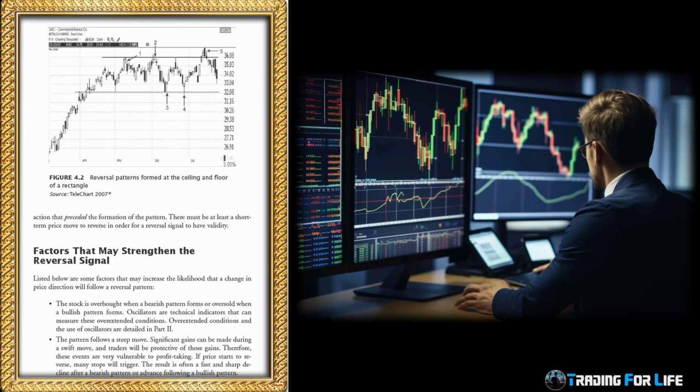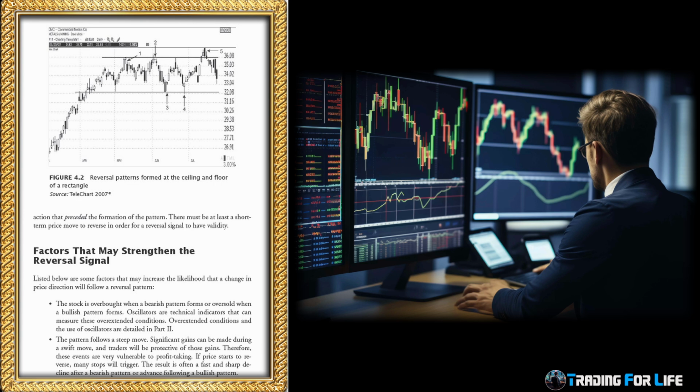Factors that may strengthen the reversal signal. Listed below are some factors that may increase the likelihood that a change in price direction will follow a reversal pattern. The stock is overbought when a bearish pattern forms, or oversold when a bullish pattern forms. Oscillators are technical indicators that can measure these overextended conditions. Overextended conditions and the use of oscillators are detailed in Part 2.